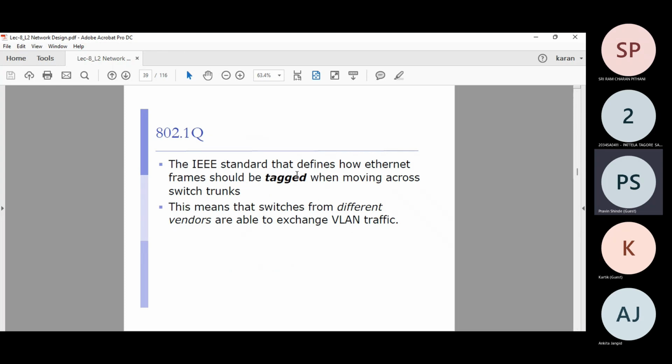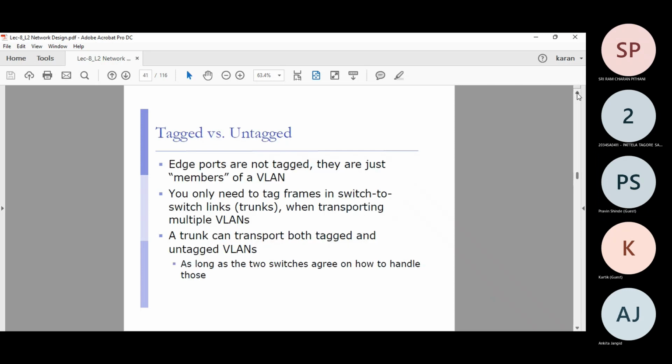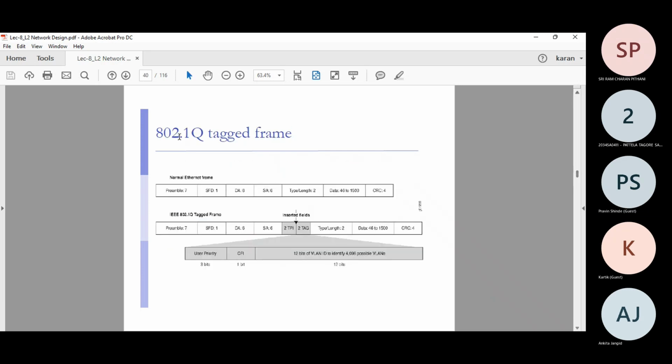See, the IEEE standard defines how Ethernet frames should be tagged when moving across the switch trunks. This means that switches from different vendors are able to exchange VLAN traffic. See the tagged frame.